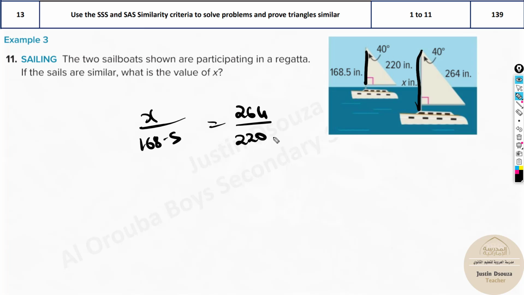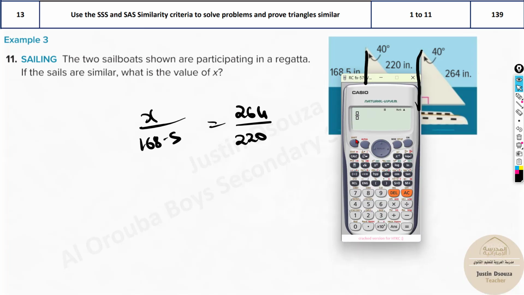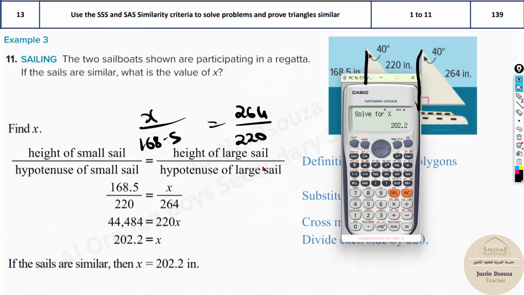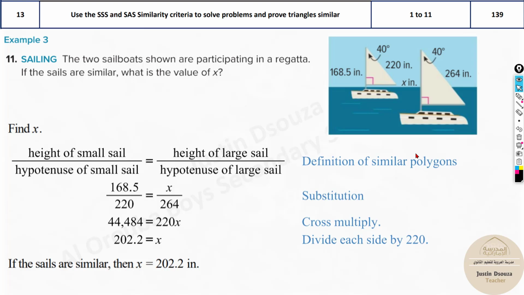This is 220. Better to use the calculator. You're allowed to use a calculator, and this is just MCQ, no need of the steps as well. Here, just type it in as it is. That's alpha x divided by 168.5 equals 264 divided by 220. Shift and solve, and the answer over here is 202.2. Let's just check, and that's the correct answer. Now, all dimensions are in inches, so yes, this is in inches as well. This is how we can easily solve these problems.